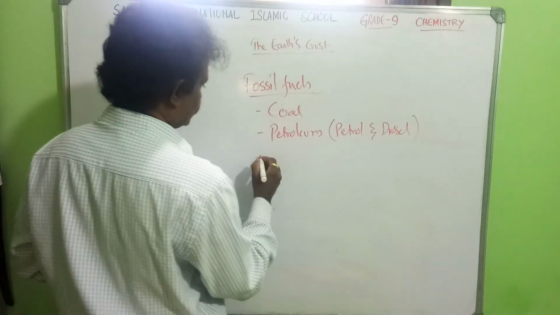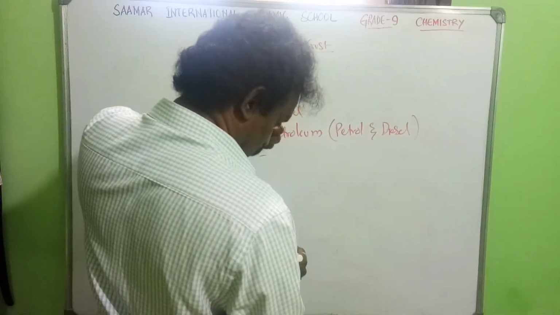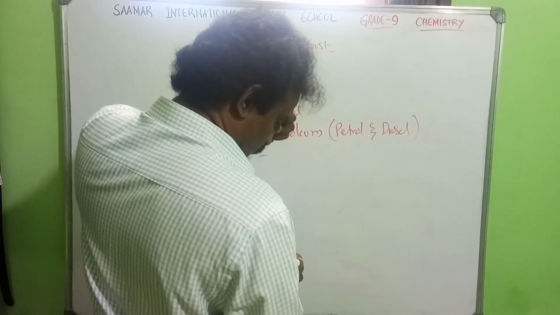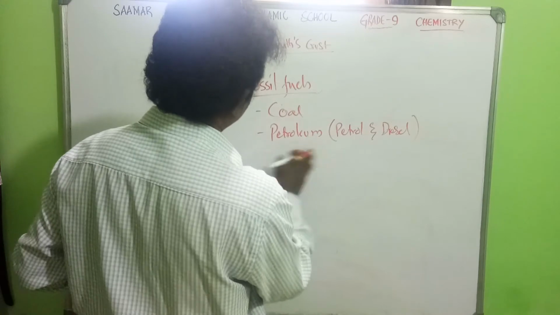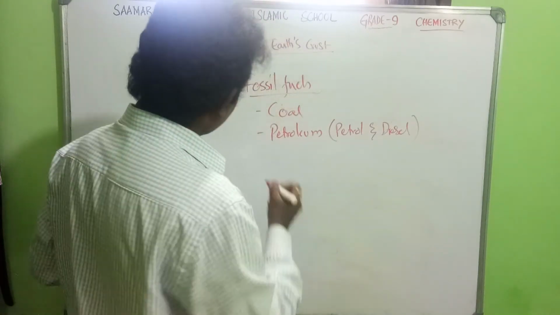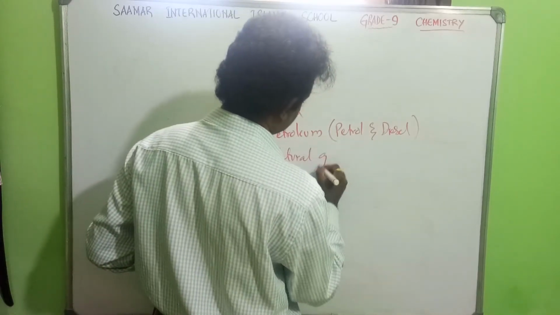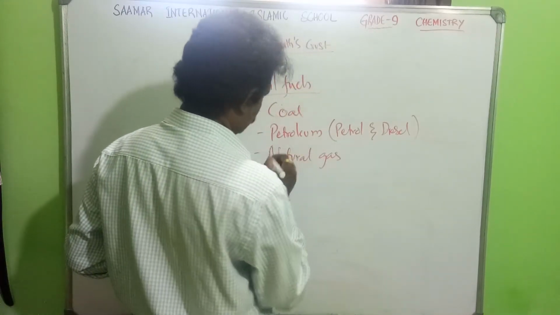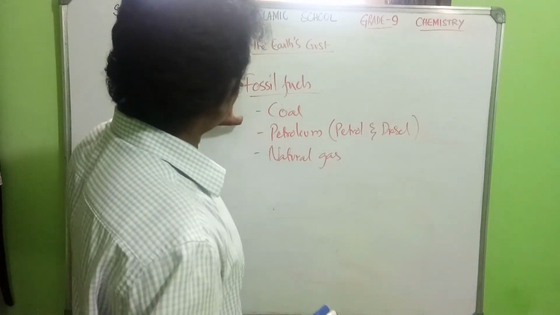Okay, the next one. Here these are the minerals. Fossil fuels will not take the minerals. So coal and crude oil. One more is, what is that? Natural gas. Okay. Now these are the main fossil fuels.